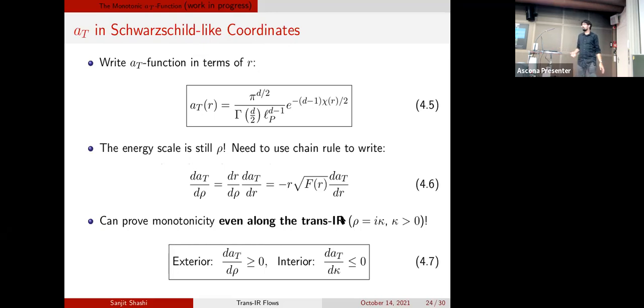We can also write it in terms of the Schwarzschild-like coordinates from before with the F and the chi. And we get this expression 4.5. We would do this because it turns out it's easier to prove monotonicity in these coordinates. I'm not going to be able to talk about that today in detail, but I'll just show you that monotonicity means showing that in the exterior, A increases with rho, but in the interior, A actually decreases with kappa, which is the imaginary part of rho in the interior.